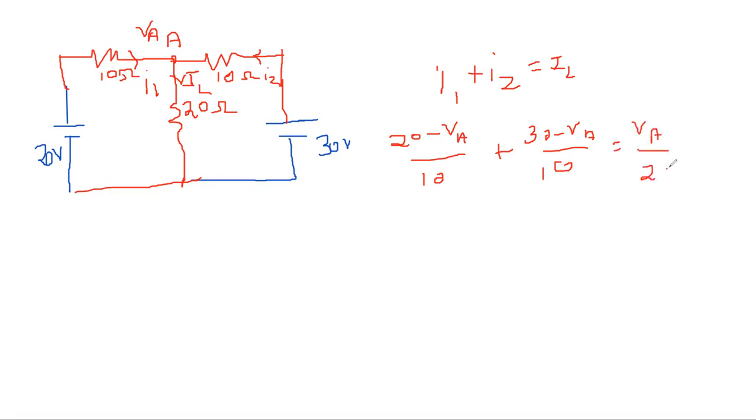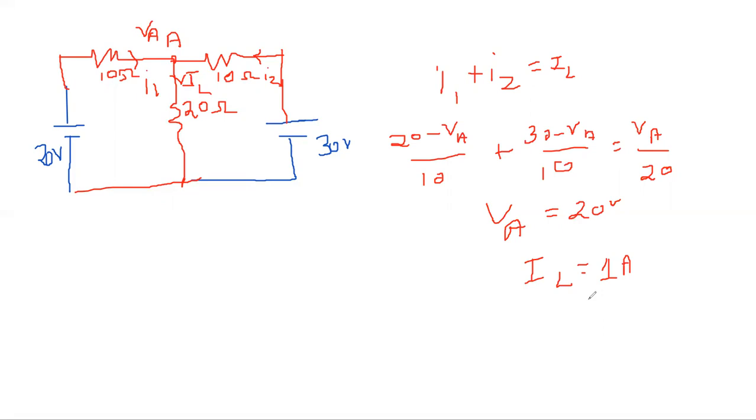By solving this equation, you will get VA equal to 20 volts. If VA is equal to 20 volts, IL is equal to 1 ampere. So your answer is 1 ampere.